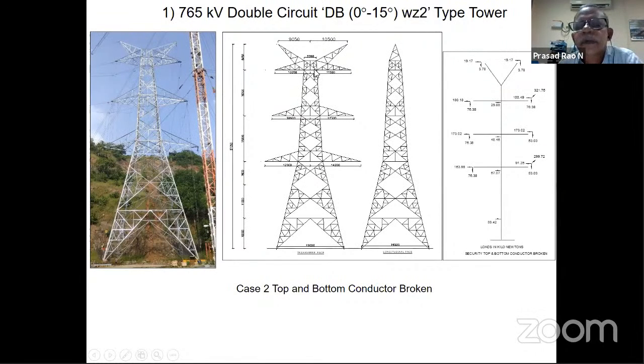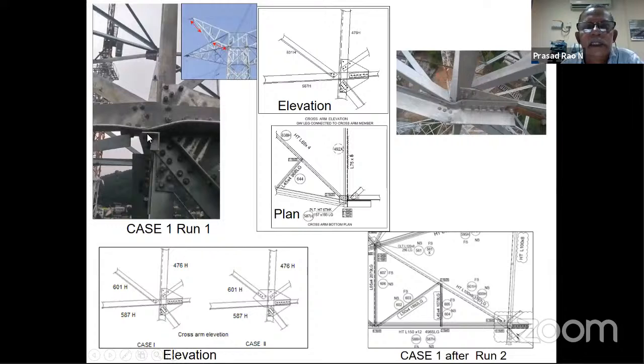If you see here, the failure has occurred for the first time here, like this local plate buckling, similar to this. This has happened because, you see here, this is the member coming from the ground wire. You can see here, the red line, red arrow. This is the member that is connected to the cross arm with a gusset, and from there it is connected to the leg member. Instead of connecting to the leg member, this has been connected to the cross arm member. If you see the elevation drawing, you can see this member number 587. The 601H is connected to 587 directly, not to the leg member, not to this gusset plate.